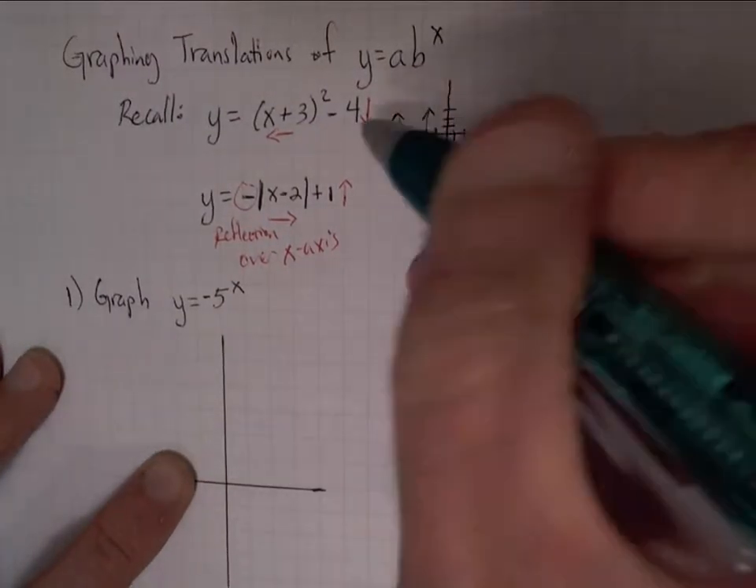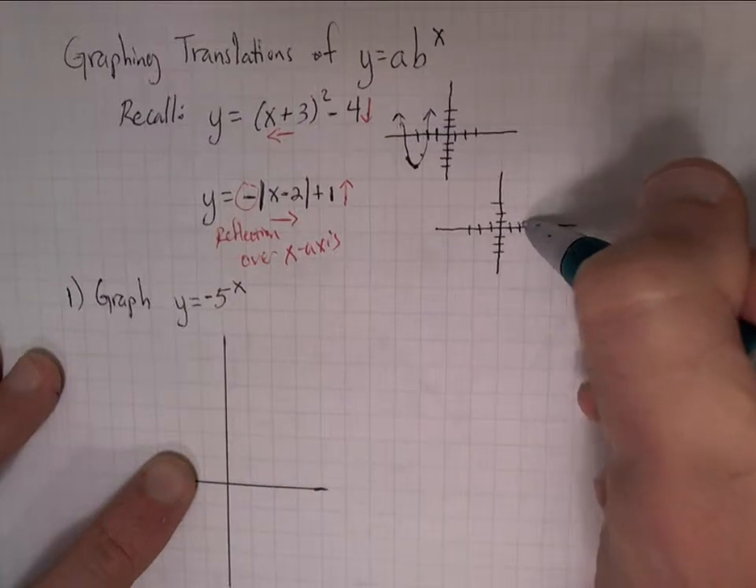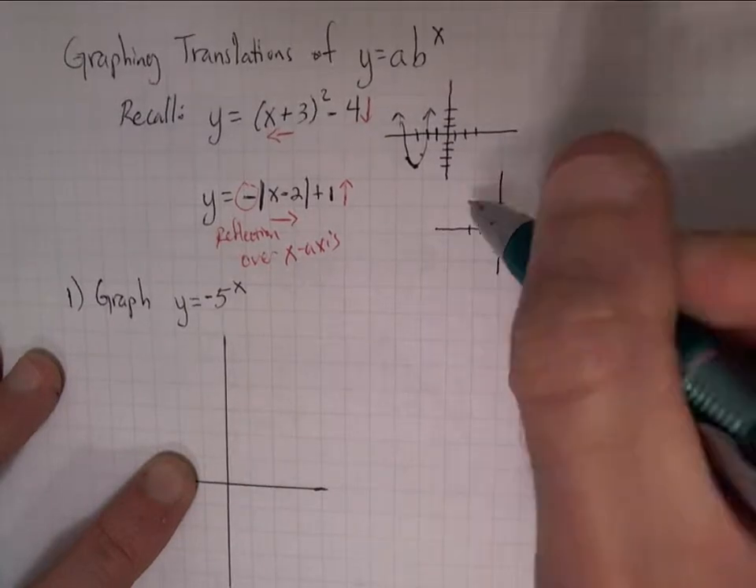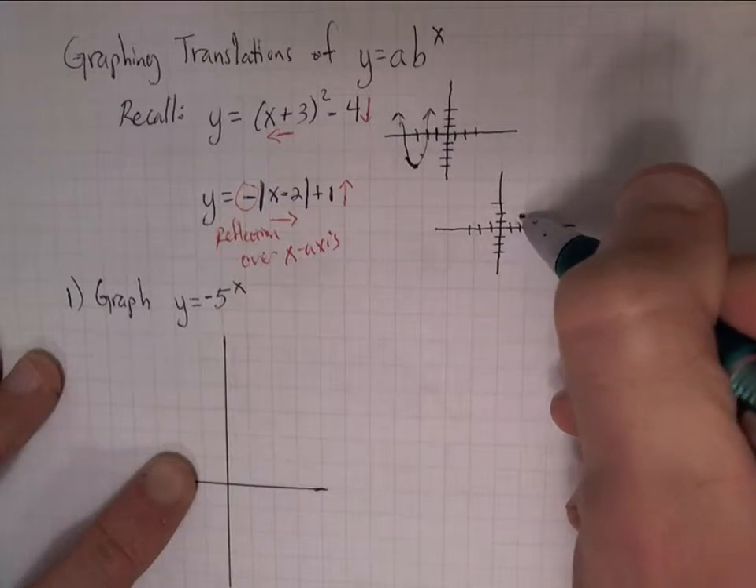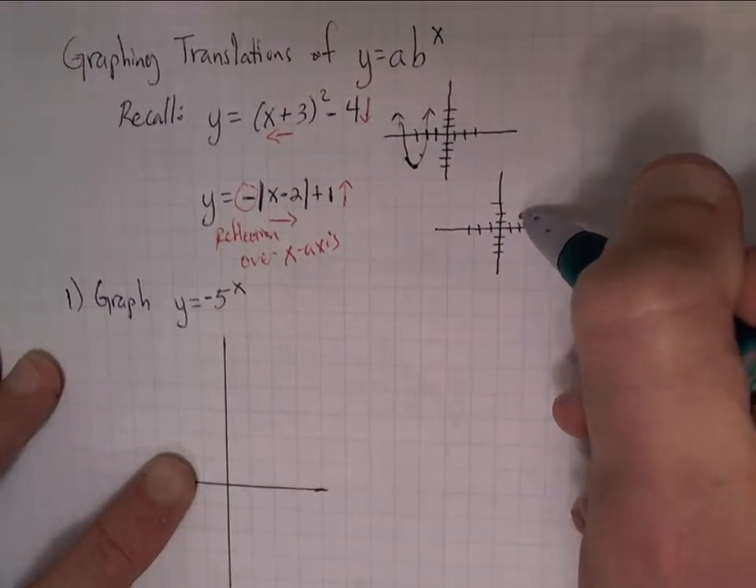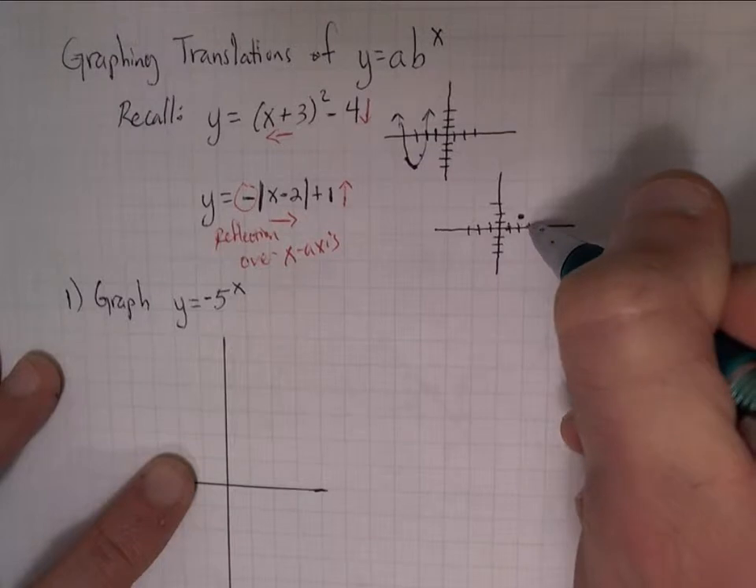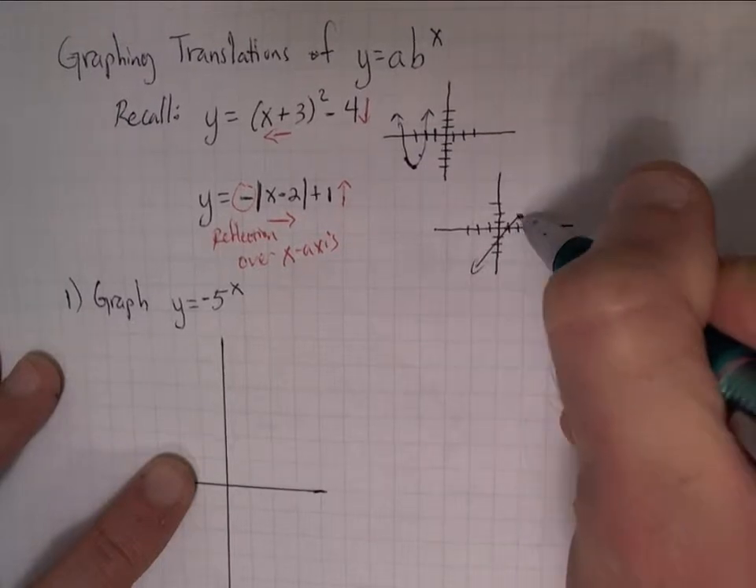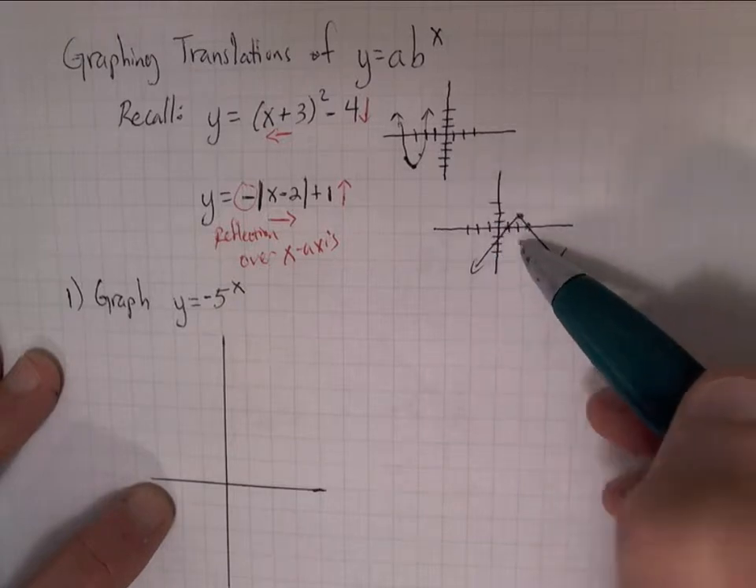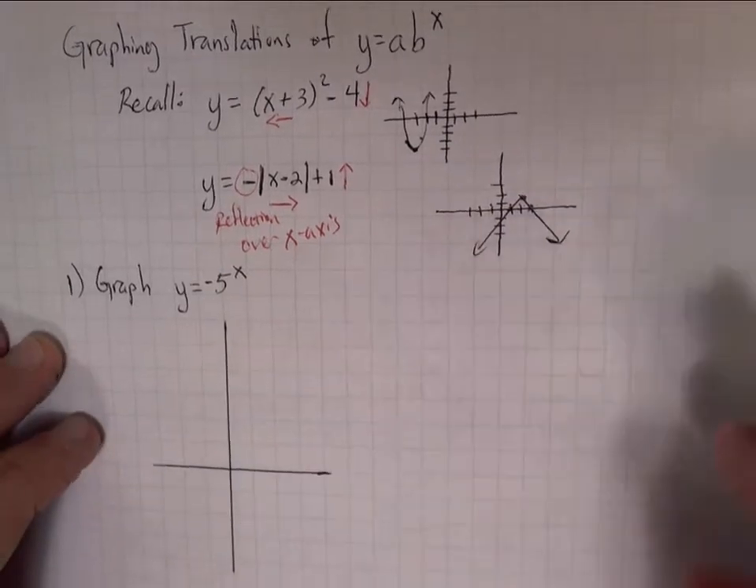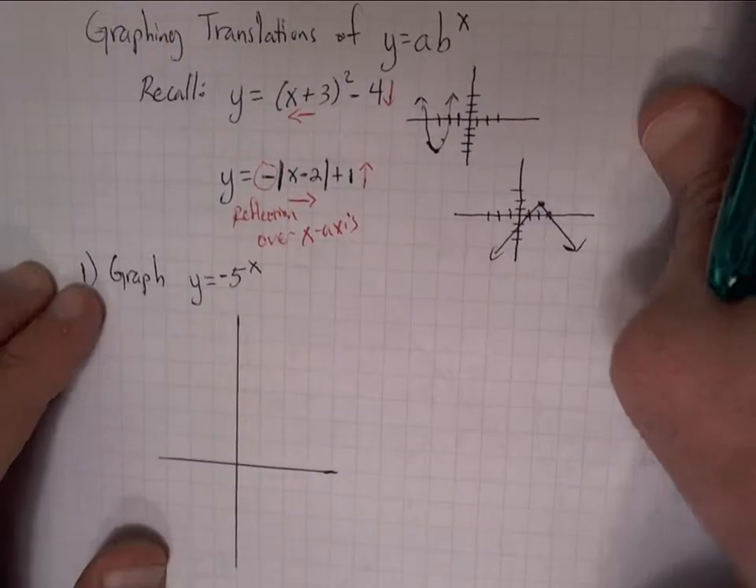So that would look like, again, you go to the right 2, boom, boom, you go up 1, and then instead of going up, it would be going down. Again, you reflect it over the x-axis, so it would be like over here, going down like this, going down like this. So we've already graphed these kind of translations with absolute value functions and parabolas. We're going to do the same thing now with exponential functions.